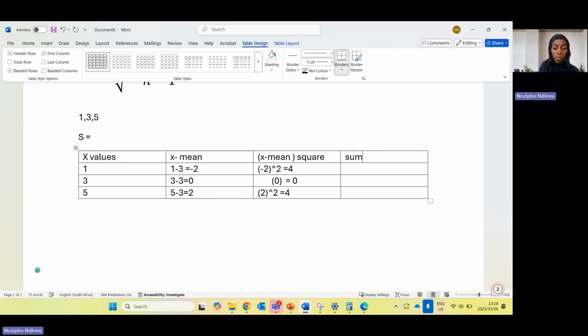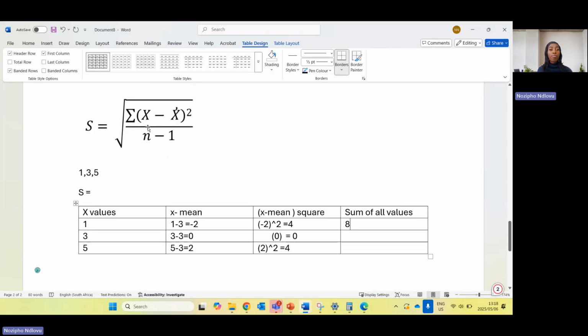Here is the sum of all values. You don't even have to have that column. So if you say 4 plus 0 plus 4, it should give you an 8. So what did we do? Calculating the standard deviation, the formula is the sum of all x values minus the mean, squared, divided by n minus 1, and you put a square root over everything.